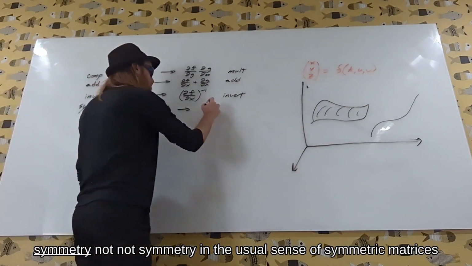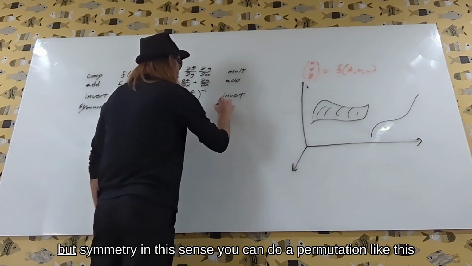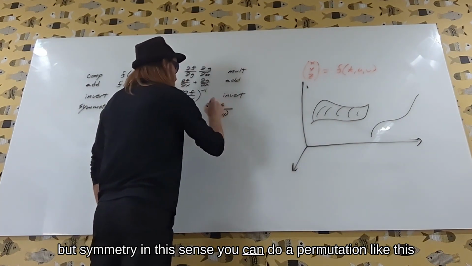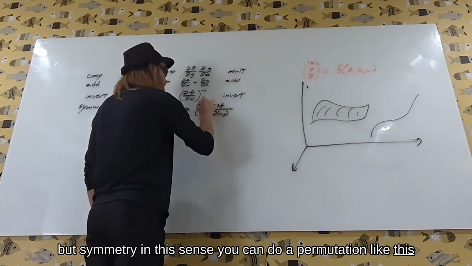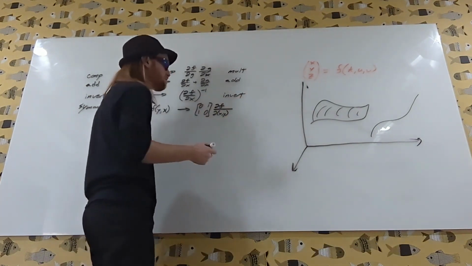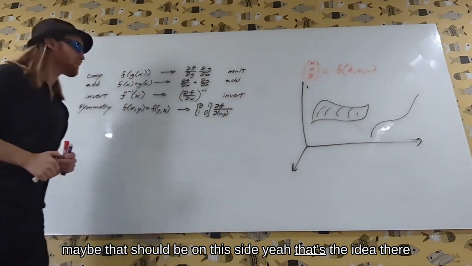Symmetry? Not symmetry in the usual sense of symmetric matrices, but symmetry in this sense. You can do a permutation like this, so swap around which one's the x and which one's the y. Maybe that should be on this side. Yeah, that's the idea there.